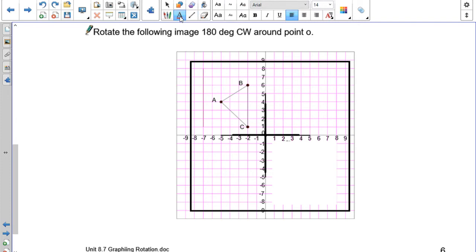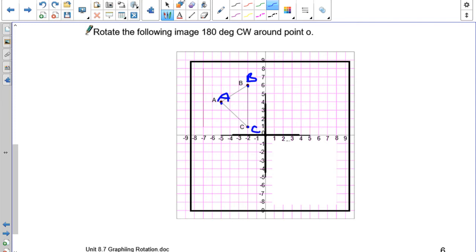Now, there's several ways of doing this. I usually just put the dots because I know they're going to work out. But if you have trouble, you can mark an A on top of it, and then go to B and mark a B here, and then C and mark a C here.